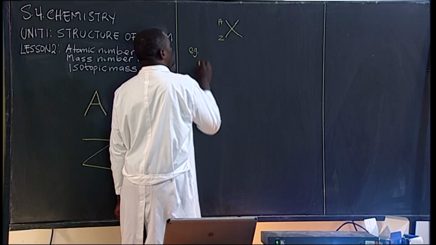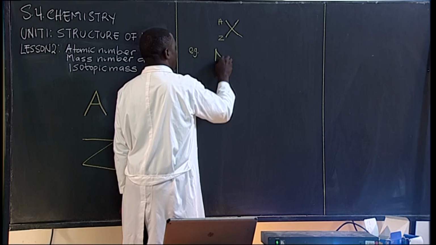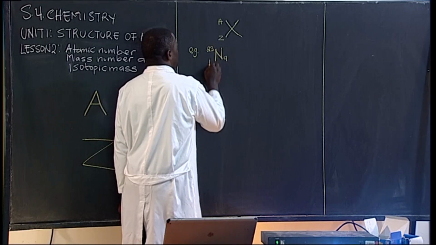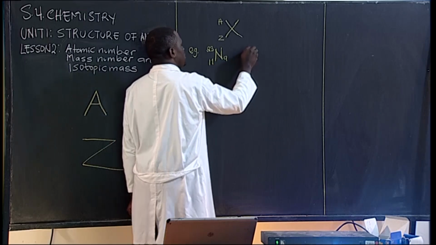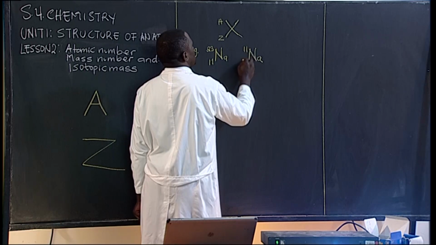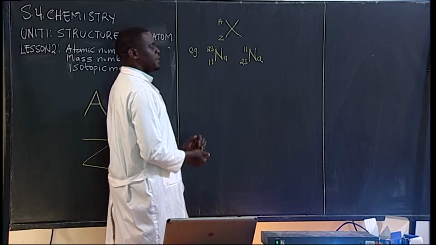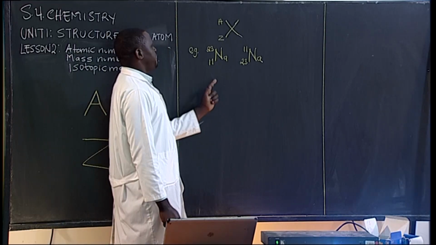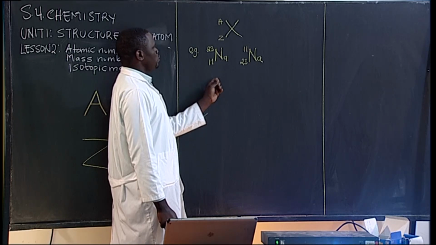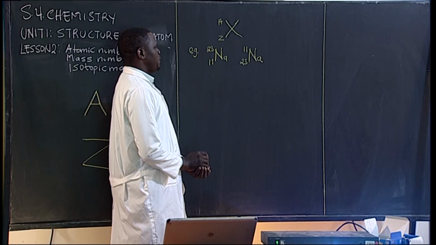Or we can take an example of sodium, and we put 23 and 11. But sometimes, depending on the periodic table, they can put sodium 11 and 23. What you need to know is that normally the mass number is bigger than the atomic number, and since the mass number is bigger, you can easily recognize that the big one is the mass number.